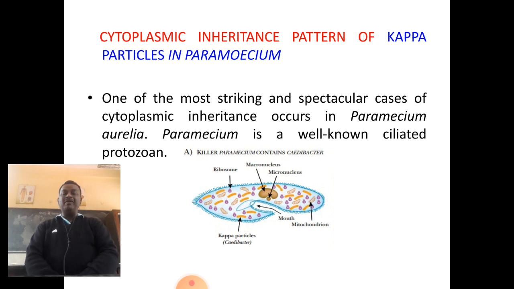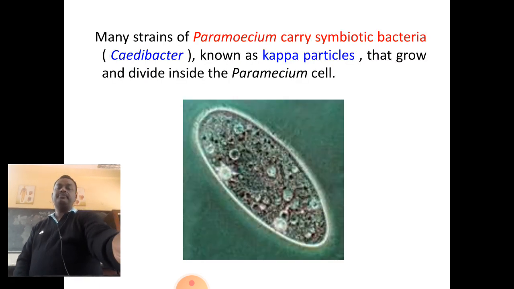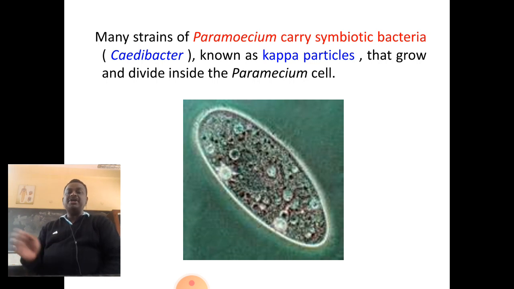It is one of the most striking and spectacular examples that we find in Paramecium aurelia, which is a ciliated protozoan. Down in the picture you can see how Paramecium of the strain aurelia is seen. There are many strains of Paramecium, but Paramecium aurelia will carry a symbiotic bacterium called Sedibacter or Pseudobacter.